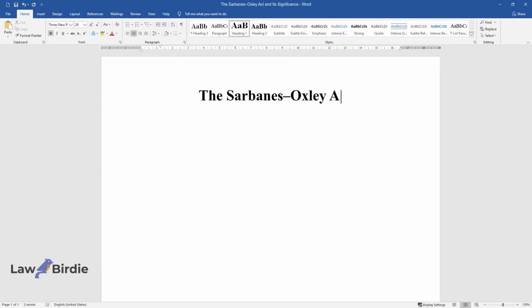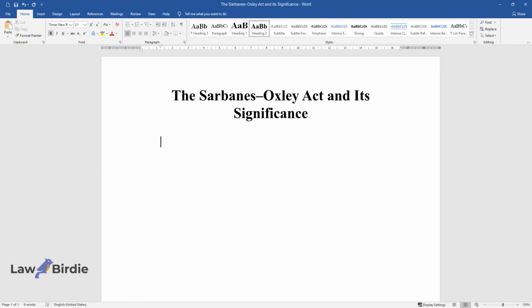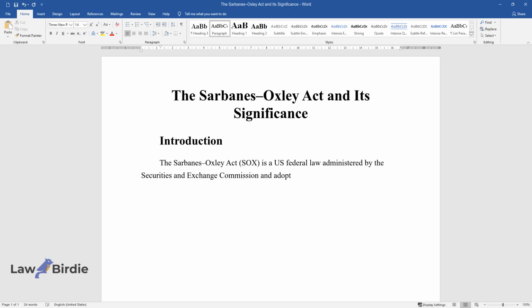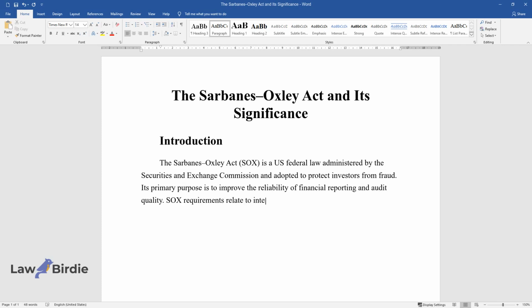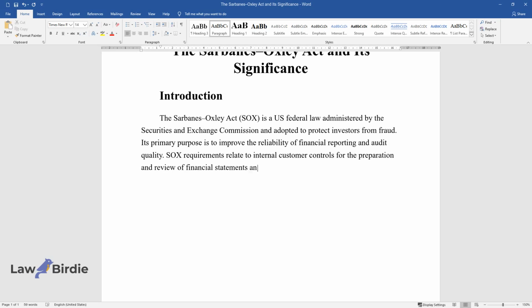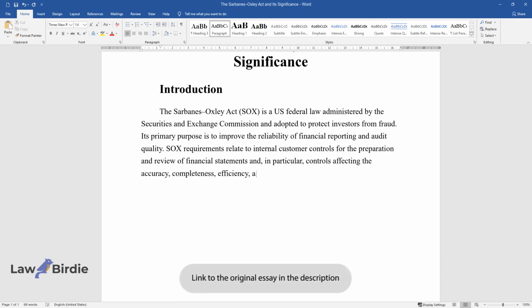The Sarbanes-Oxley Act and its significance. Introduction. The Sarbanes-Oxley Act (SOX) is a U.S. federal law administered by the Securities and Exchange Commission and adopted to protect investors from fraud. Its primary purpose is to improve the reliability of financial reporting and audit quality. SOX requirements relate to internal controls for the preparation and review of financial statements and, in particular, controls affecting the accuracy, completeness, efficiency, and public disclosure of material changes related to reporting.